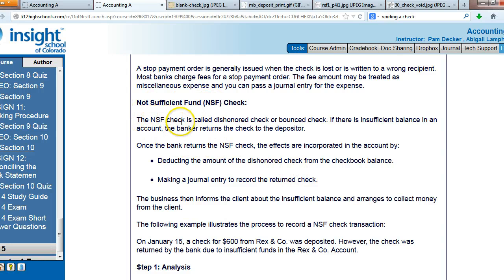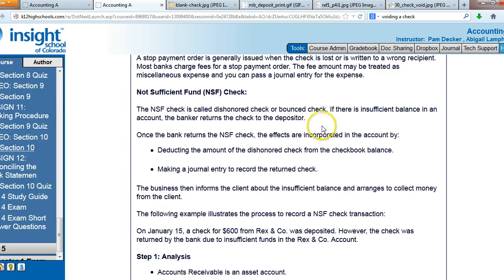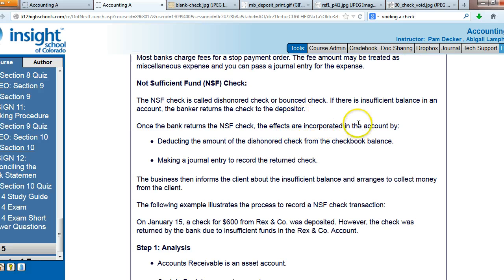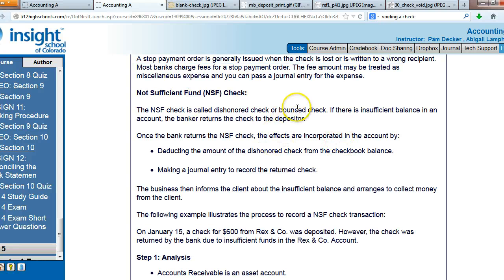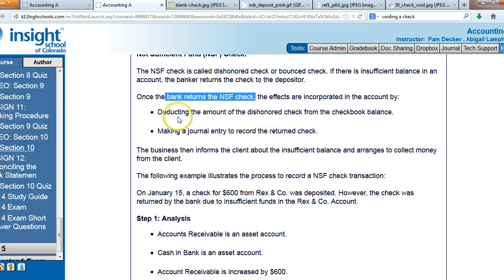Non-sufficient funds, the NSF check, is called a dishonored check or a bounced check. So basically what this means is there were no funds available, or not enough funds available, to honor that check. So maybe we wrote a check for $50 to another company. They went to cash it, but there was only $40 available in our account. Then that would be considered a dishonored check or a bounced check, meaning there were not funds available to honor that check. So once the bank returns the non-sufficient funds check, the effects are incorporated in the account by deducting the amount from the dishonored check.